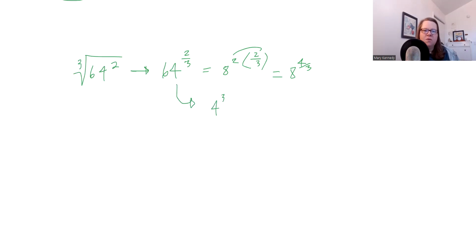4 cubed to the 2/3 power. Well, those threes cancel, and that leaves me 4 squared. 4 times 4 is 16. That was a much quicker way to do it.